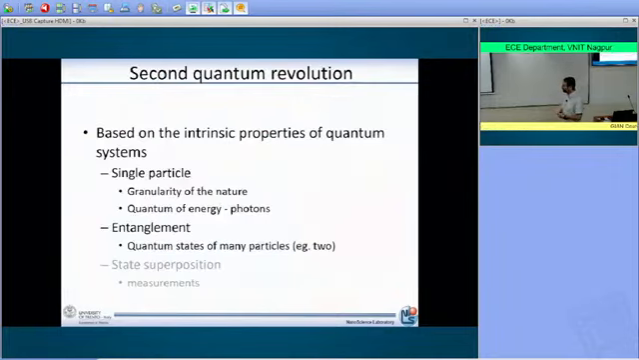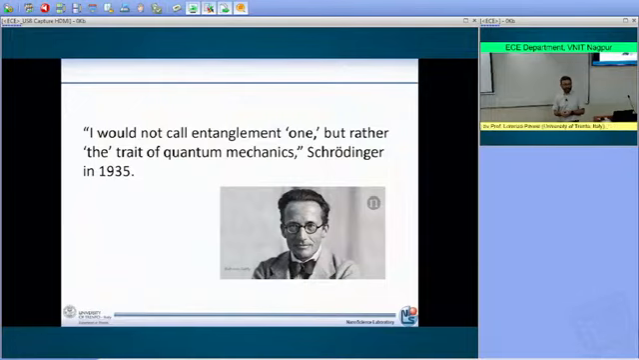So I said that one property is the single particle, the other property is state superposition, and the last, but the most critical property, is entanglement. Any question up to now, or is it clear? Okay, let's go to entanglement.